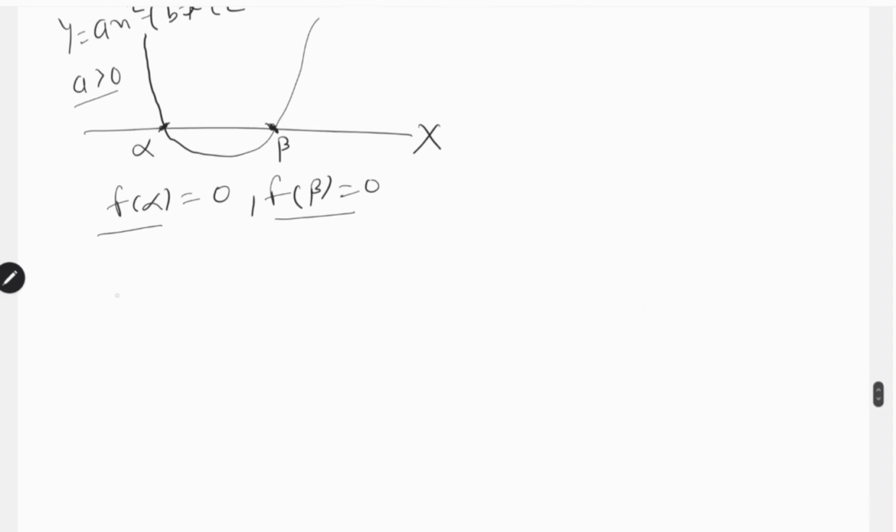Suppose that x is less than alpha and union x is greater than beta, because x, that is the graph. Okay, then alpha is less than x, and x is greater than beta.